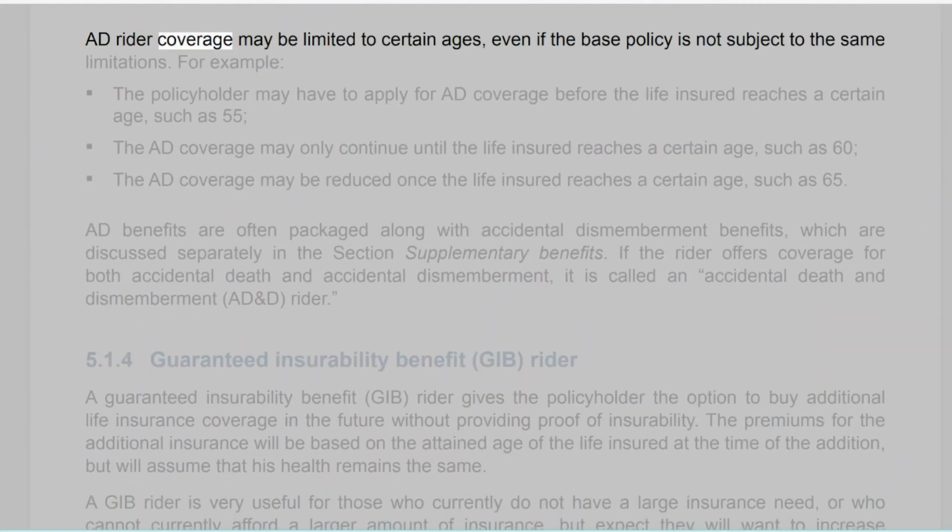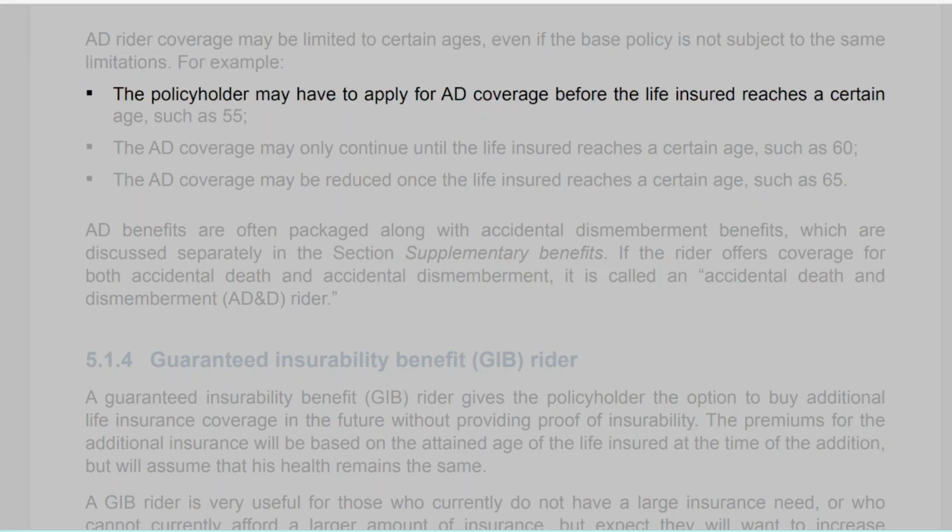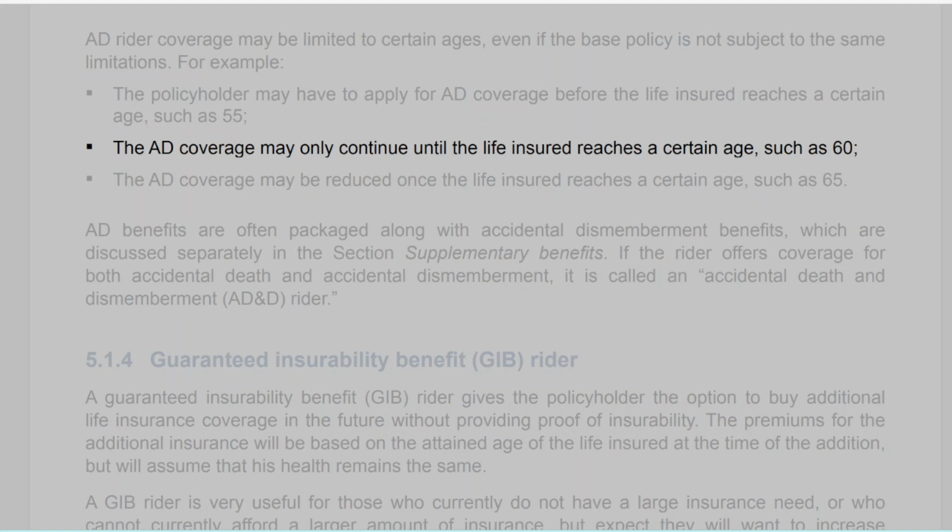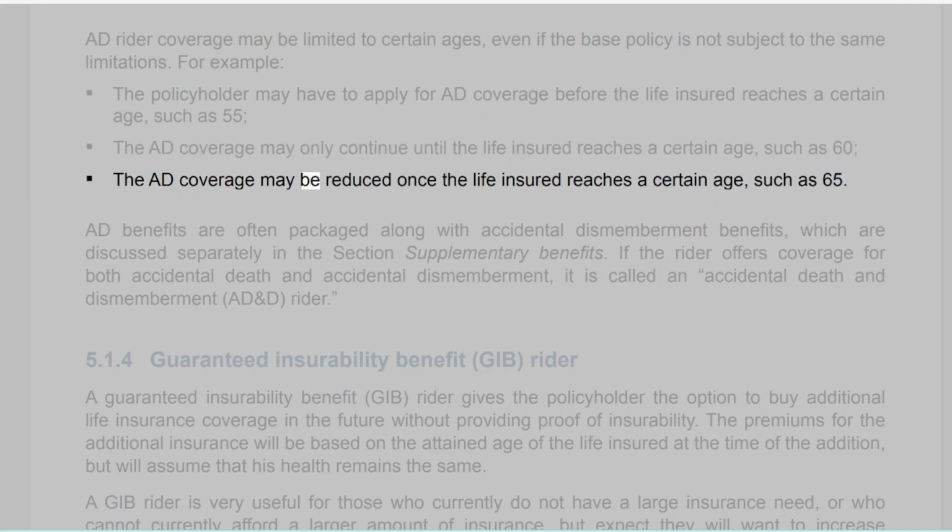AD rider coverage may be limited to certain ages, even if the base policy is not subject to the same limitations. For example, the policyholder may have to apply for AD coverage before the life insured reaches a certain age, such as 55. The AD coverage may only continue until the life insured reaches a certain age, such as 60. The AD coverage may be reduced once the life insured reaches a certain age, such as 65.